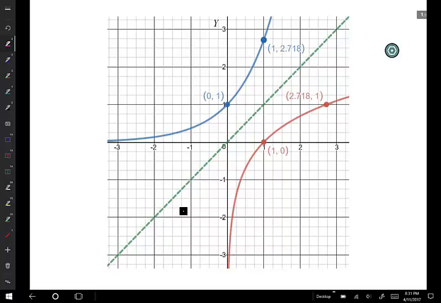Below, I've graphed on the program Desmos the blue function, which is e to the x. You'll notice a couple key ideas. It does go through like a normal growth function, through the point 0, 1, and then over at 1 it is up at 2.71828, etc.